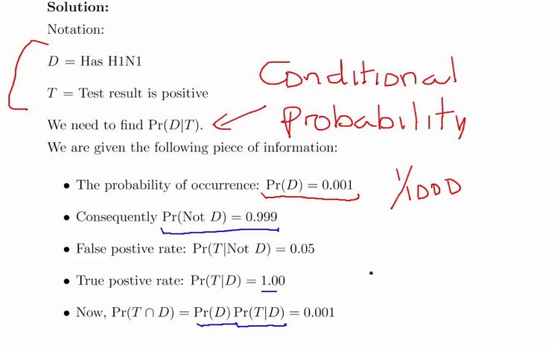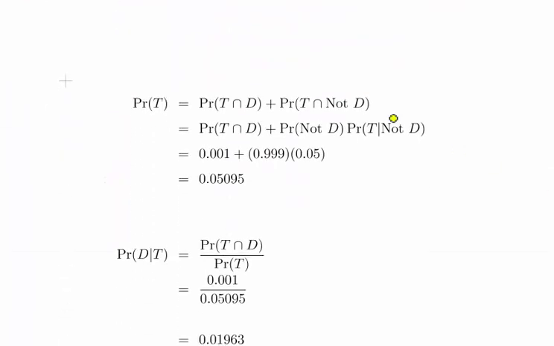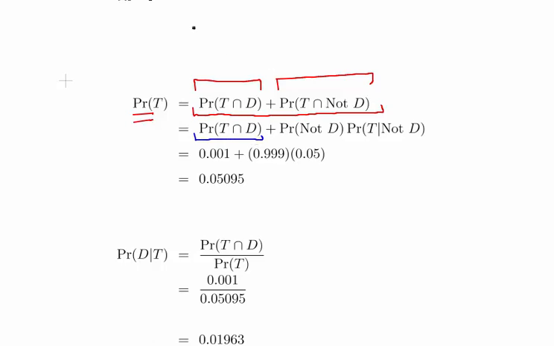That's just the conditional probability formula, rearranged. That just helps us get started, because what we have to do here is find out what the probability of T is. We can break that up into two. The probability of T is the probability of a positive test. You could test positive and actually have the disease, or you could test positive and not actually have the disease. We have the probability of T and D already, but we also have to find the probability of T and not D.